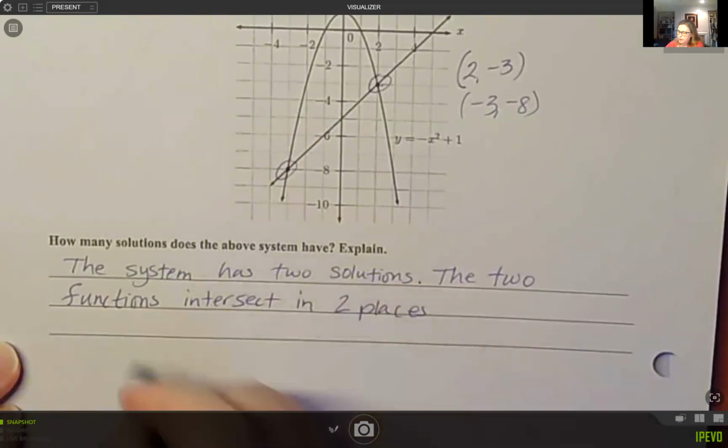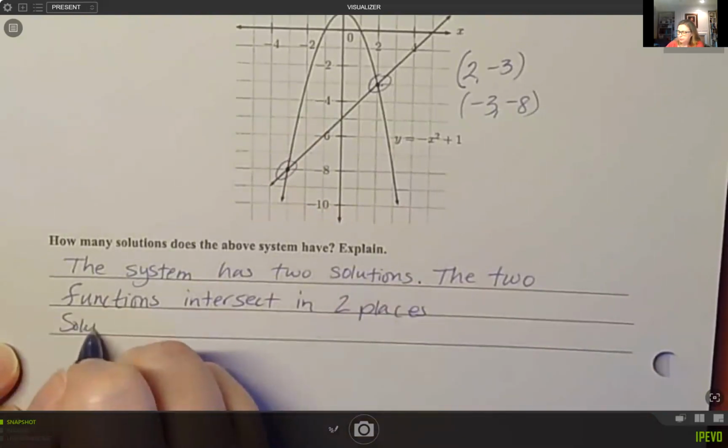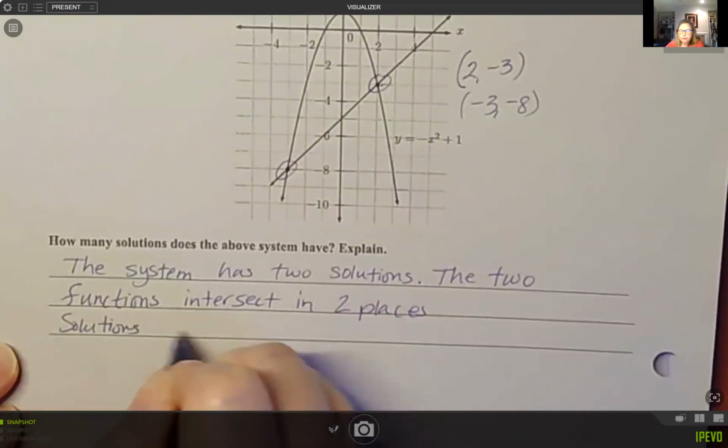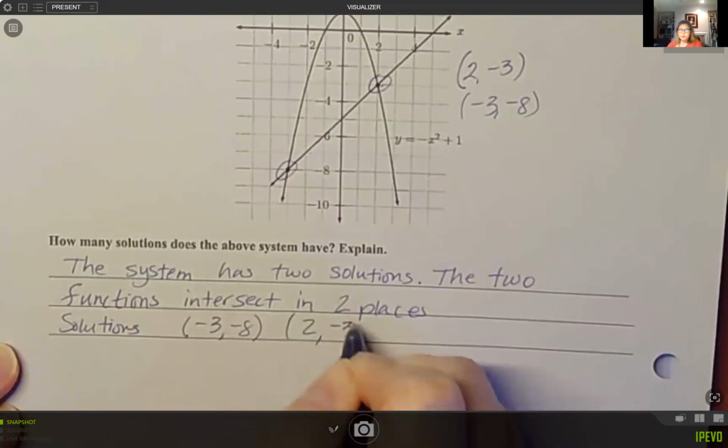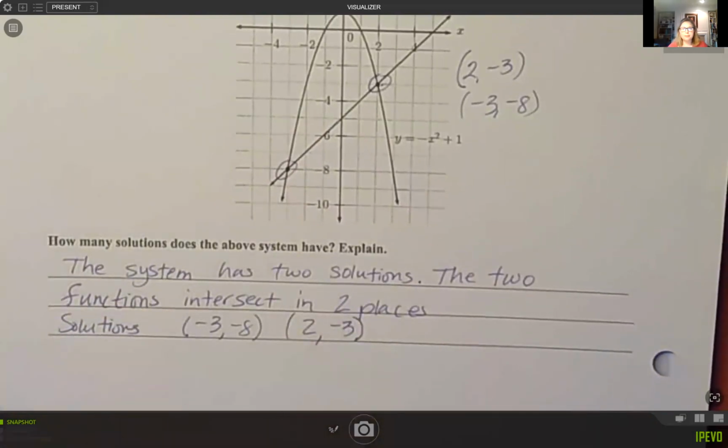Okay, and our solutions are (-3, -8) and (2, -3). So we have two solutions for that system.